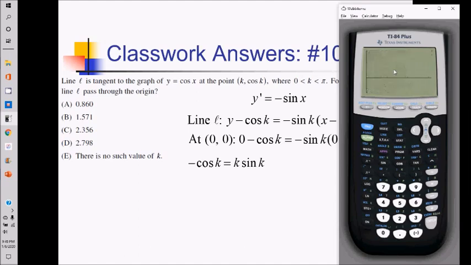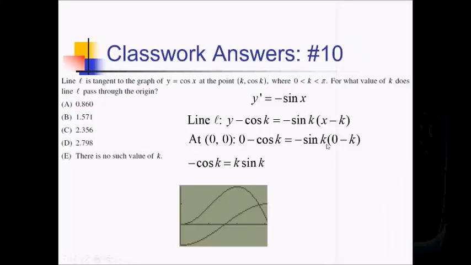And let me see if I can see those two curves intersecting each other anywhere here. So there was negative cosine of k, here's k sine of k, and they do cross somewhere on this interval. So let me do second trace, option 5 for intersect, and then let me just arrow over here a little bit, just to be on the safe side. So enter once, enter twice, enter a third time, and we have the value 2.798 for k. And that's going to be answer choice D.